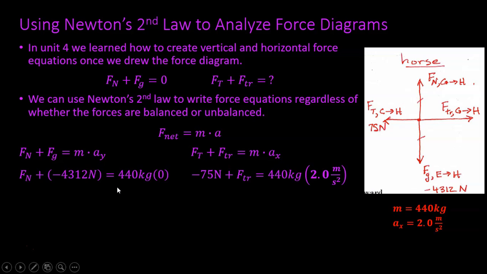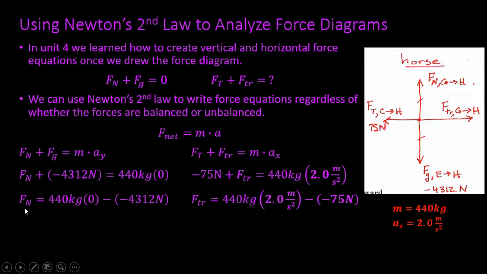Next, we go ahead and plug in the numbers that we know. We know the force of gravity is 4,312 newtons in the negative direction. We know the horse has a mass of 440 kilograms. And because the object is not moving vertically, we know its acceleration vertically is 0 meters per second squared. We do the same thing with the horizontal forces. We know the tension force is 75 newtons in the negative direction, and we know the mass of the horse and the horizontal acceleration is 2 meters per second squared.